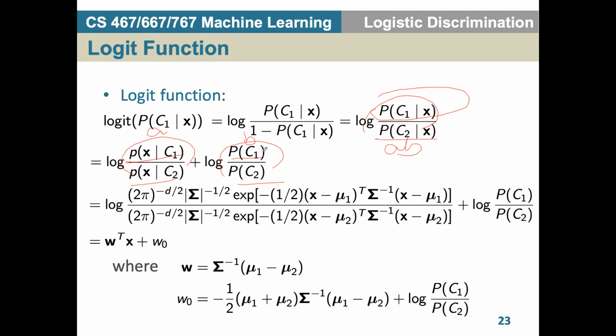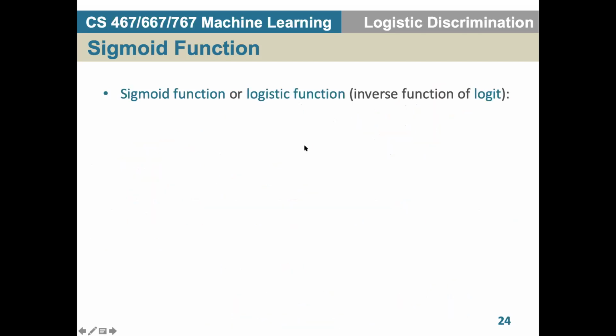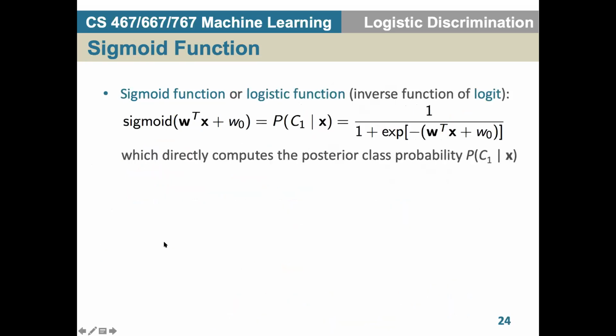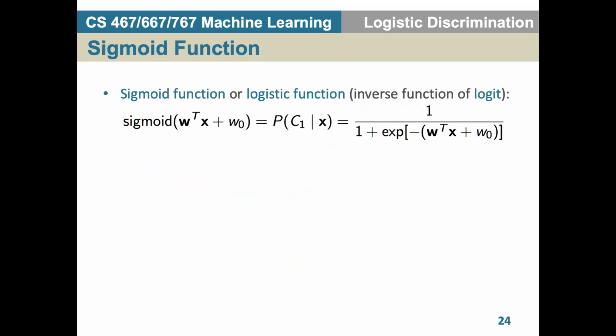Anyway, this is not important, it's details. Just keep in mind what we need to pay attention to: the logit, the log of the probability that you belong to class 1 divided by class 2, is a linear function. This is all you need to remember. This is our assumption, and based on this assumption, we can get this conclusion.